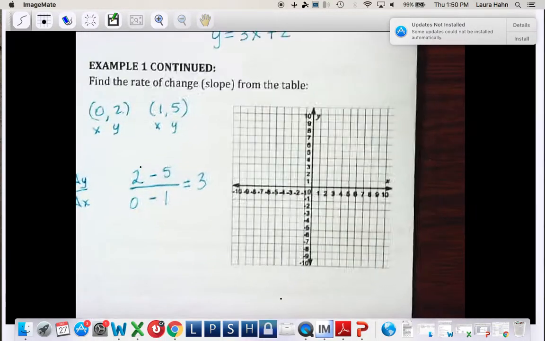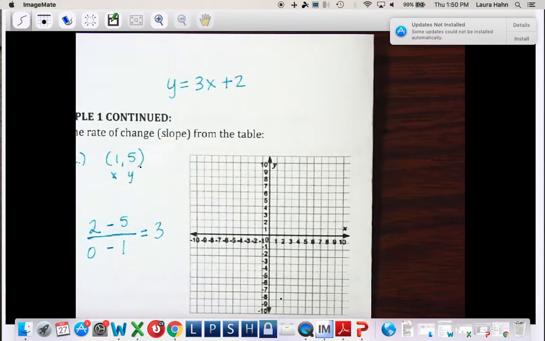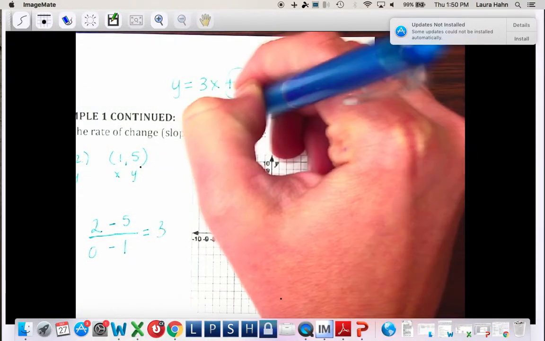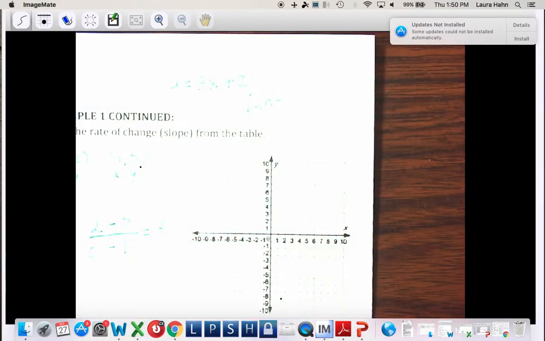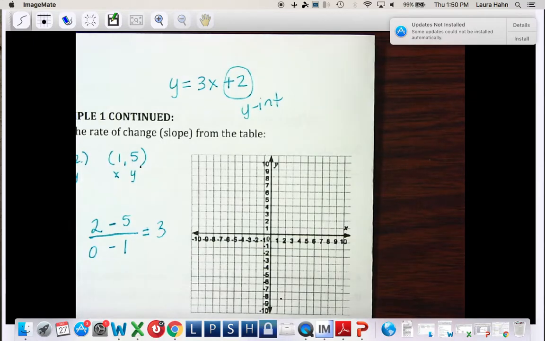All right, let's graph it. We said earlier that this was our y-intercept. So I'm going to go on the y-axis and put a dot at 2.